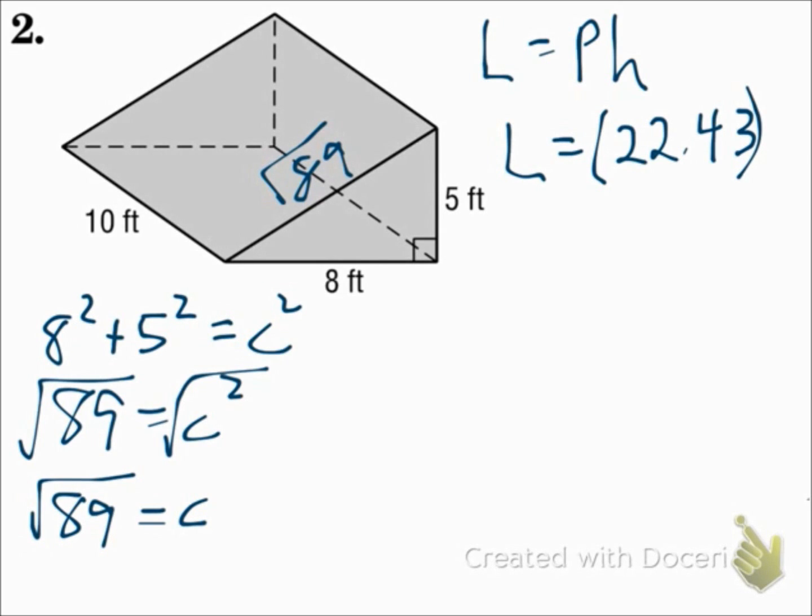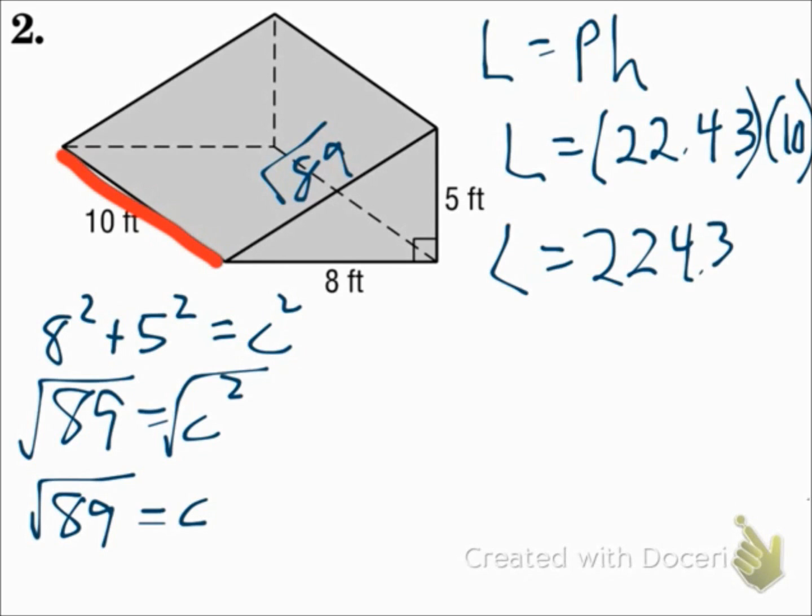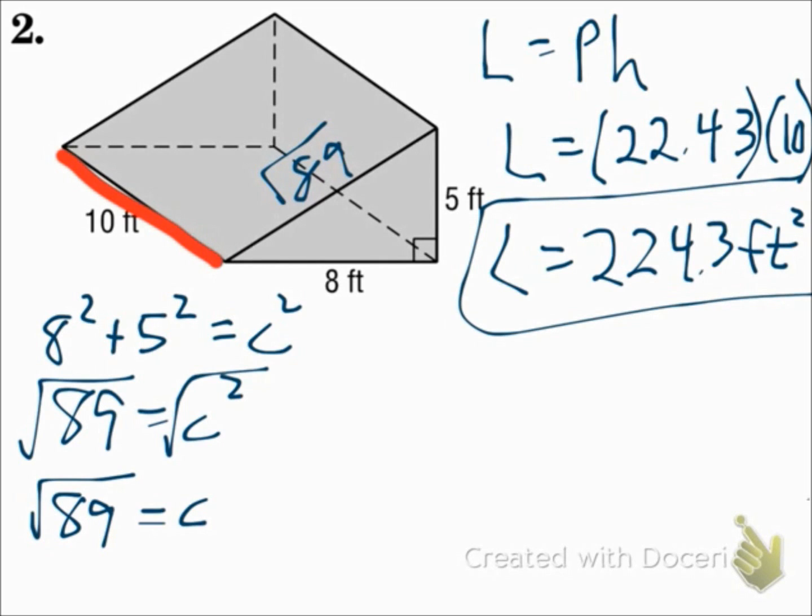The height of the prism is the distance between the bases, which is 10. And now I can multiply that together, and the lateral area is 224.3, and that'll be feet squared. Remember, P is the perimeter of the base. I had to do the Pythagorean theorem to find the missing side, and H is the distance between the bases.